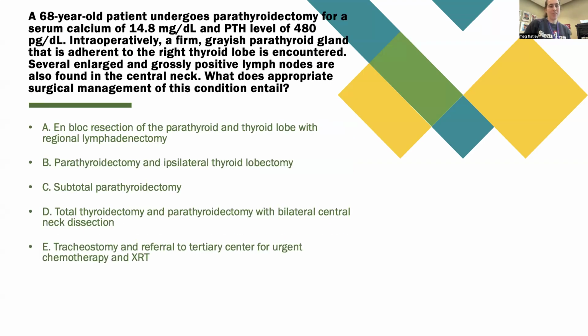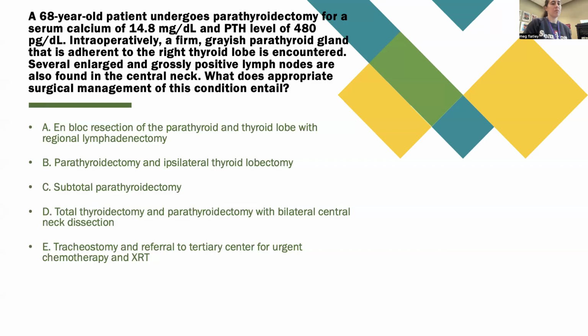Okay. And this is our last question. Serum calcium 14.8. Intraoperatively, a firm grayish parathyroid gland is found adherent to the thyroid lobe, and several large and grossly positive lymph nodes are also found in the neck. So this is concerning for parathyroid carcinoma with clinically positive lymph nodes.